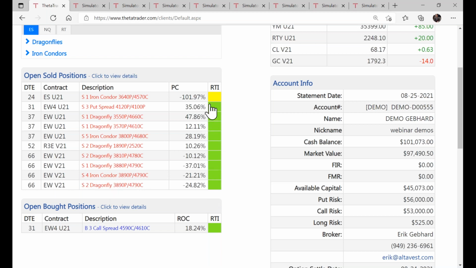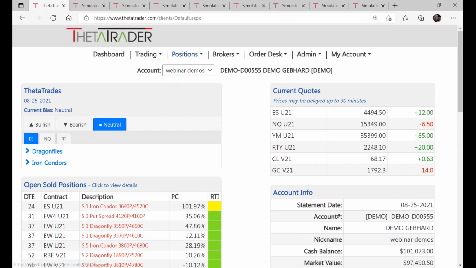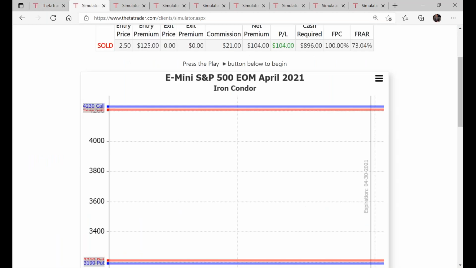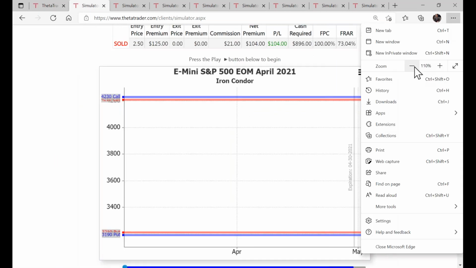And let me explain all these colors. And the best way to do that is to run through this simulation here. So you can use the trade simulator and go backwards in time. And I've run through a few just to save time.